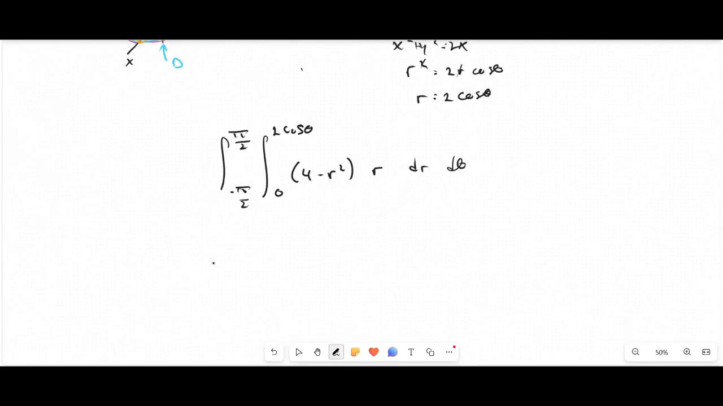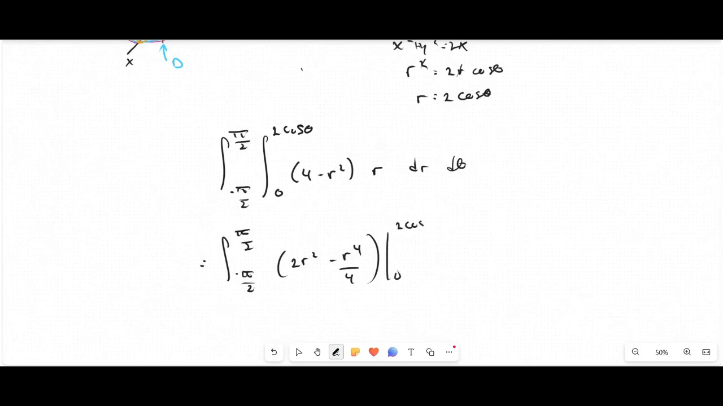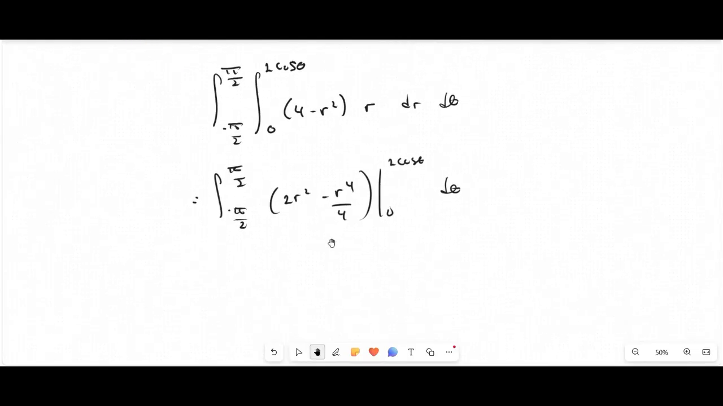Okay, this one might be a little bit more annoying. Sooner or later, we're going to have to remember some trig identities, and I want to force that on you guys. So this is 4r squared over 2, which is 2r squared, minus r to the 4th over 4. Did we get that right? 4r integrates to 2r squared. r cubed is r to the 4th over 4. From 0 to 2 cos theta, d theta. Yeah, we're getting there. Here we go.